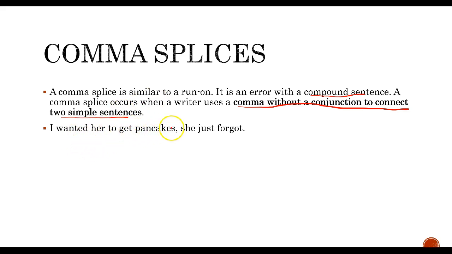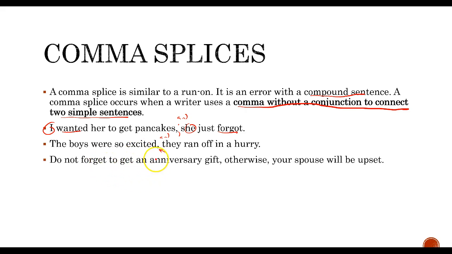I wanted her to get pancakes, comma, she just forgot. So here we have two complete thoughts. I wanted, she forgot. But instead of a semicolon, we just put the comma in, and we didn't use a conjunction like and. So that's a little confusing too, because the reader doesn't know you're necessarily moving into a new thought if you don't have the conjunction or the semicolon. Here's another one. The boys were so excited they ran off in a hurry. Here again, they're just inserting the comma instead of using the semicolon, right? So basically the easy way to fix this one is just turn it into a semicolon or add a conjunction, and. The boys were so excited, comma, and they ran off.